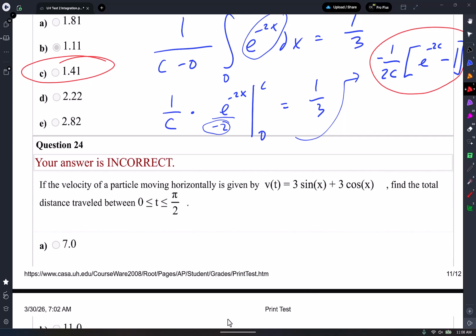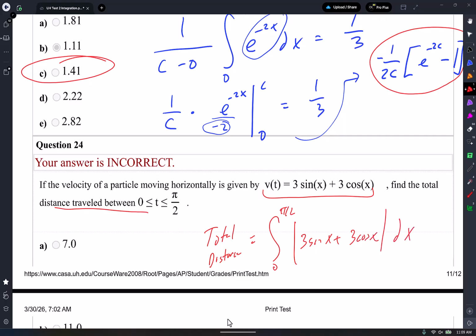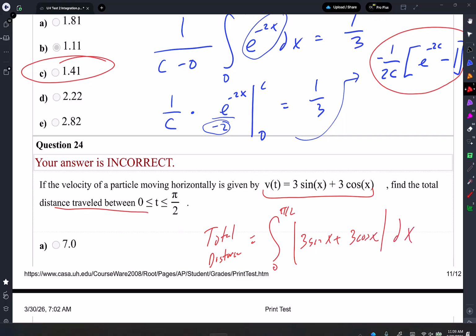If the velocity of a particle moving horizontally is given by that equation, find the total distance traveled between 0 and pi over 2. How do I find total distance? Absolute value. Good job. Integral from 0 to pi over 2, absolute value of 3 sine x plus 3 cosine x, close it, dx. You do not have to do anything by hand.